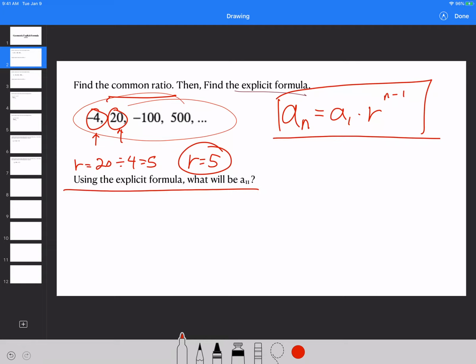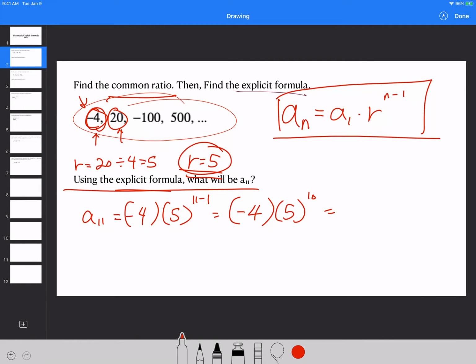What that means is that I am going to use my explicit formula and look for a sub 11, which would equal the very first term in the sequence, negative 4, as given to us above, times the common ratio of 5, which we found as the answer from the previous question, raised to the power of 11 minus 1. So I'm taking the negative 4 and multiplying by 5 to the 10th power.